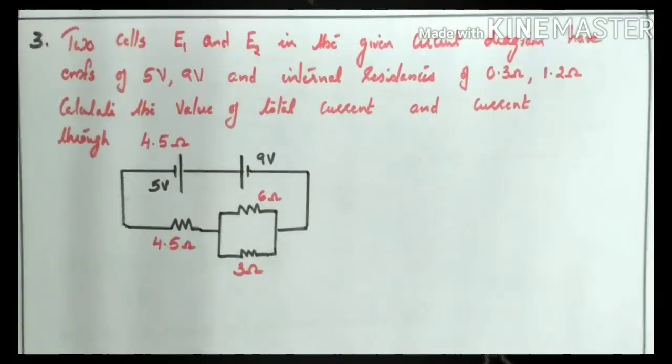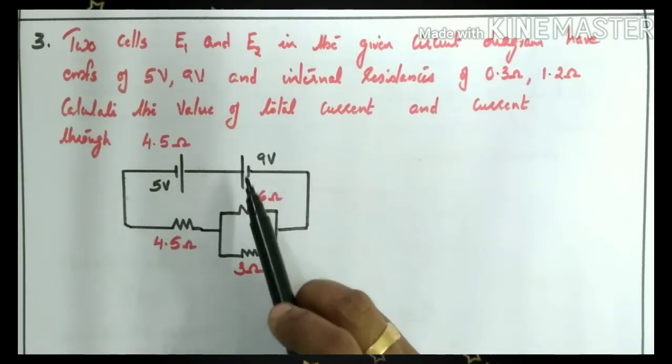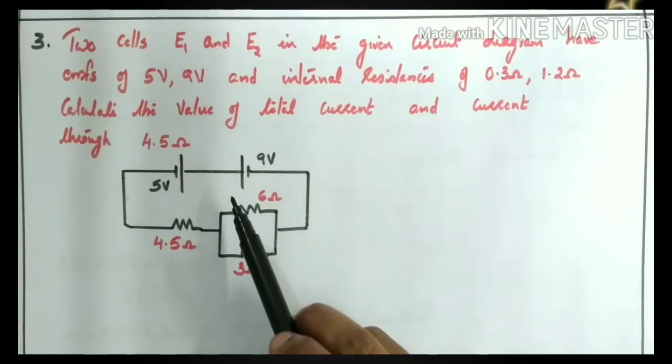Okay. Two cells E1 and E2 in the given circuit diagram have EMF 5 volt and 9 volt and internal resistance 0.3 ohm and 1.2 ohm respectively. Calculate the value of total current and current through 4.5 ohm. Here the two cells are connected in series, negative to positive and positive to negative. That is a series combination, isn't it?